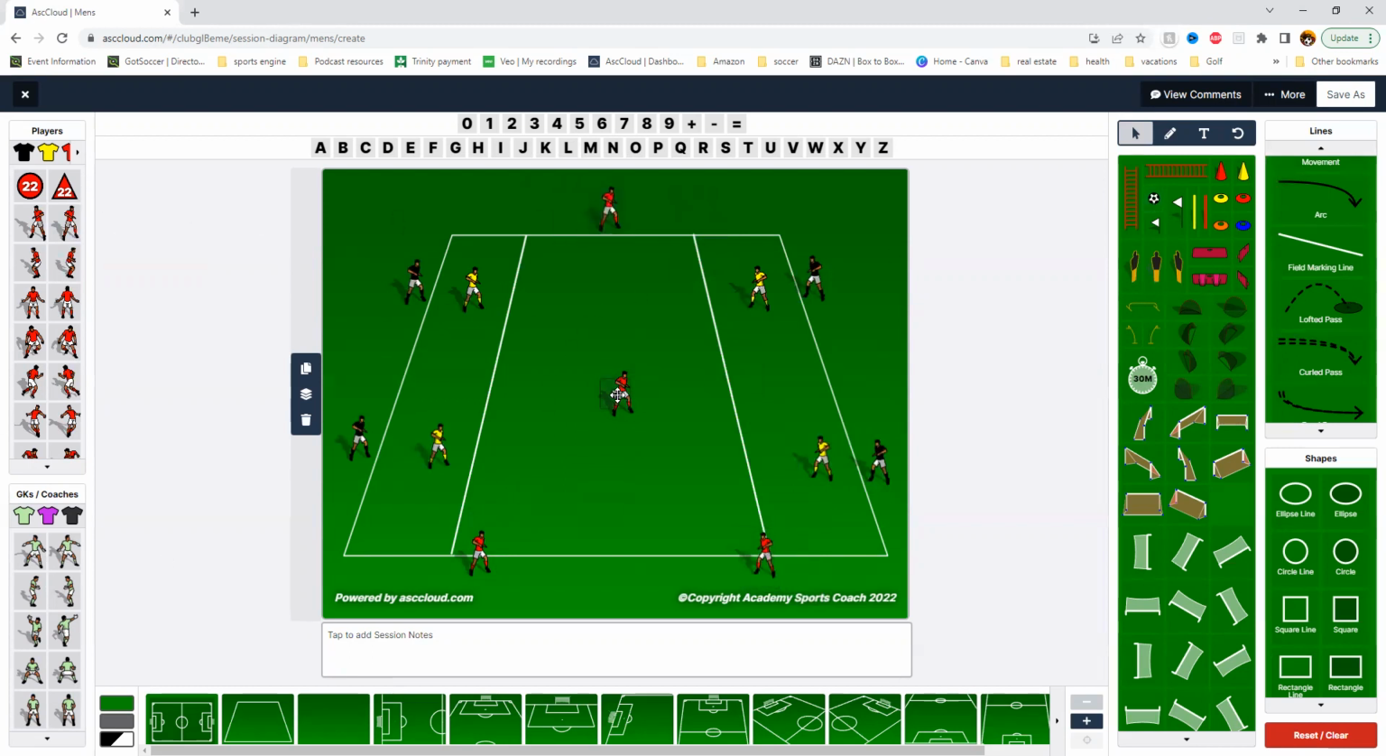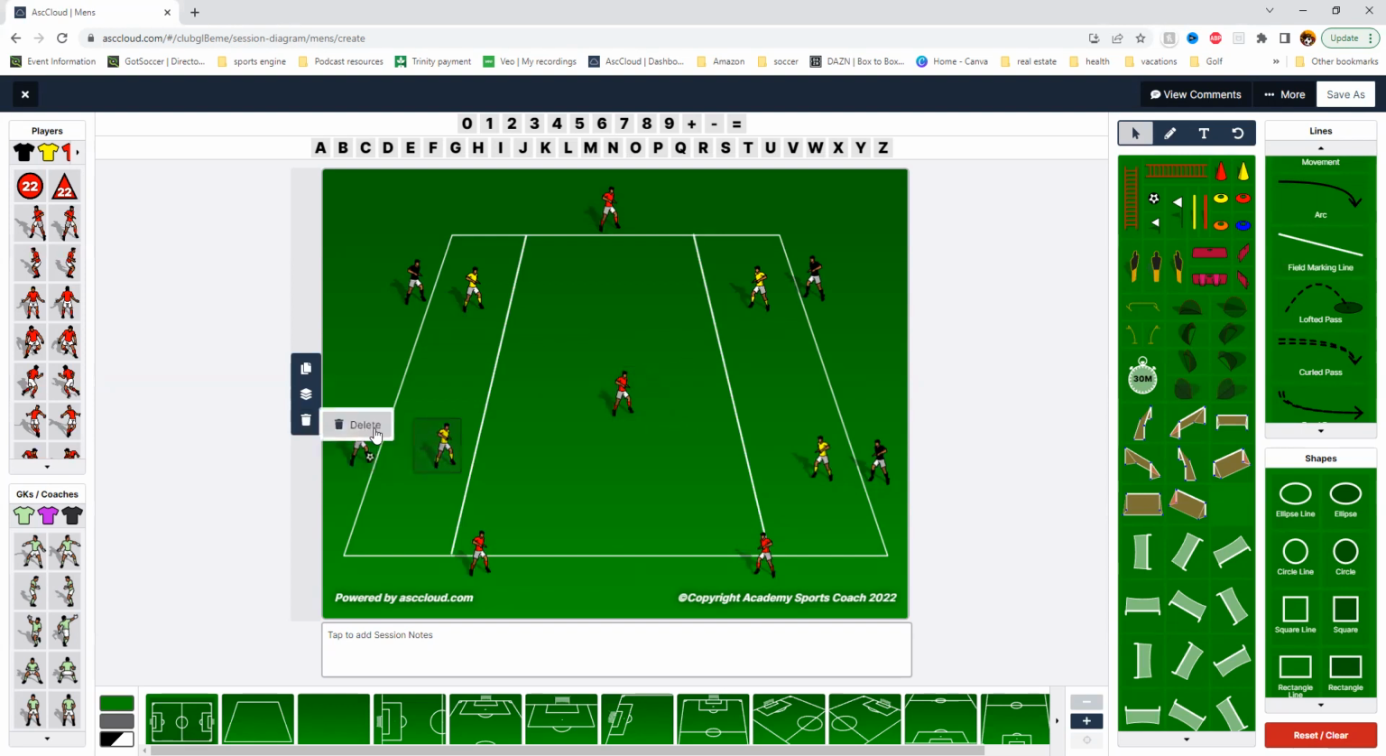Let's get a ball here. Okay, if yellow has the ball, then yellow would get the ball to the red team and they would switch. Everyone would switch together. Okay, so that's the basic understanding of what a 4v4 plus X is. Okay, but now let's take it a step further.